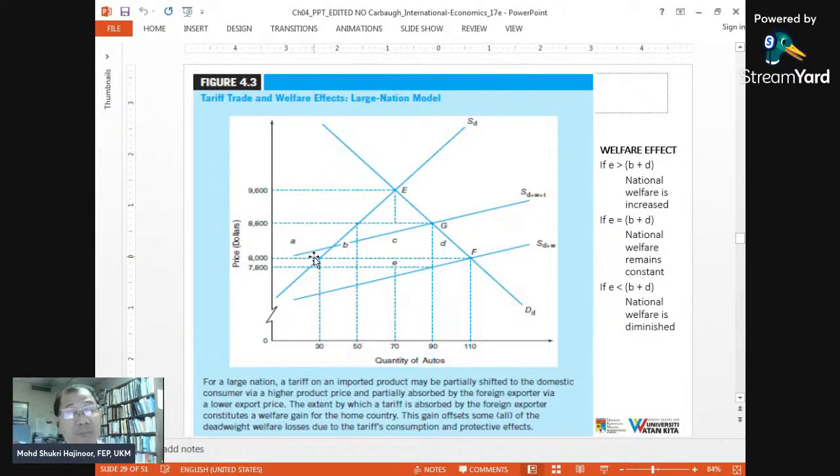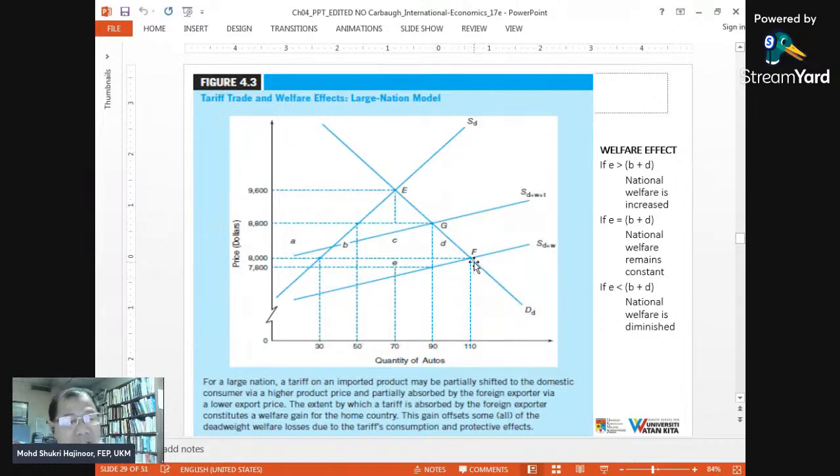Now, suppose this country, large country, imposes a fixed or specific tariff T, goes up to here. So now, this is the new line. The first to look is the demand curve. Okay, this is the consumption. You see, number one, what happened?